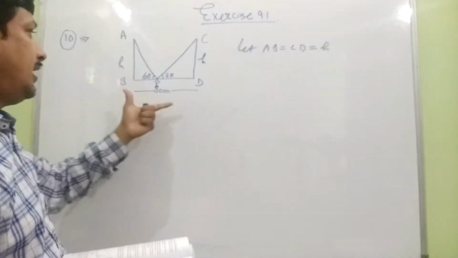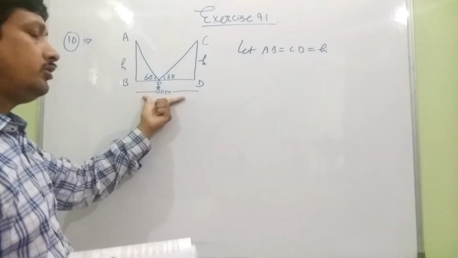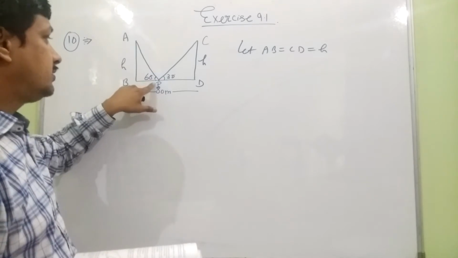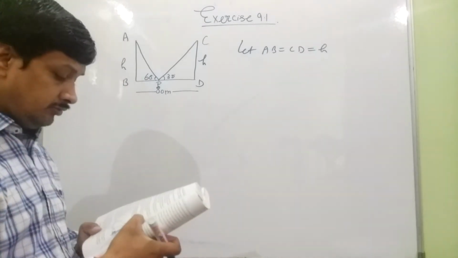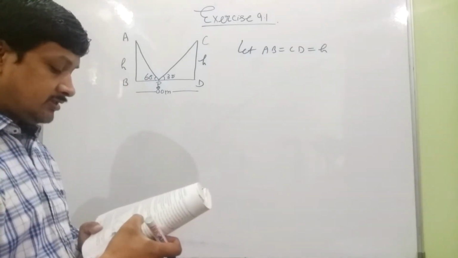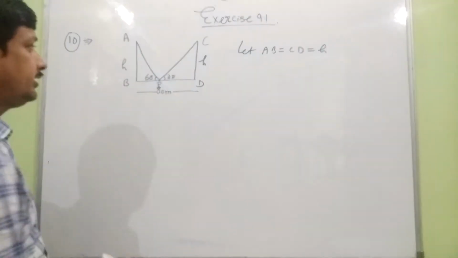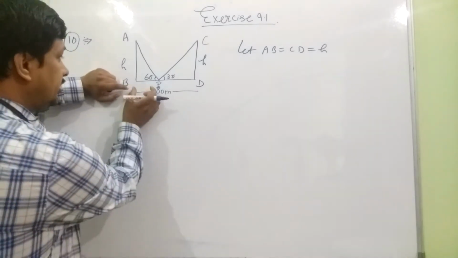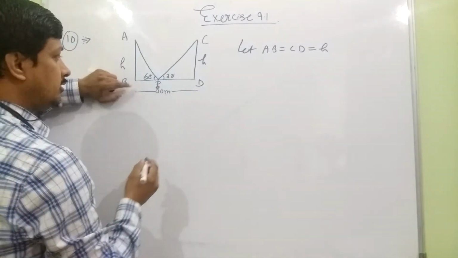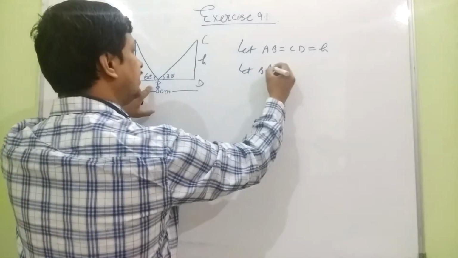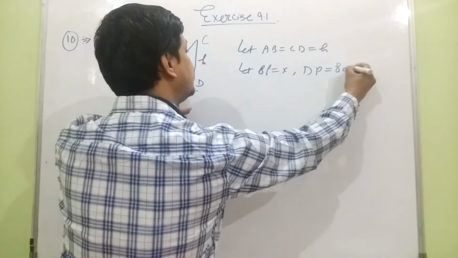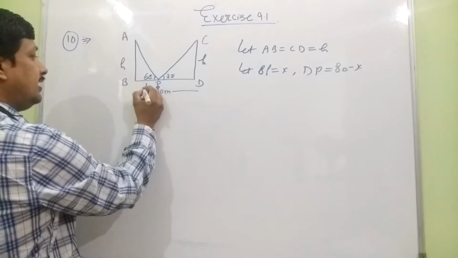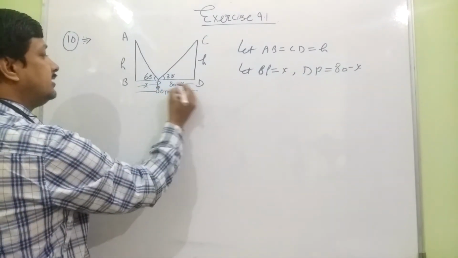So AB and CD are two poles of equal height and they are standing on either side of the road. The width of the road is 80-meter and from this point the angle of elevation of the tops of the poles are 60 and 30 degree. So what we have to do is find the height of the poles and the distance of the point from the poles. One thing we have to find is their heights and the location of this point, meaning BP and PD is required. So let us consider BP to be X. If BP is X, then DP will be 80 minus X.